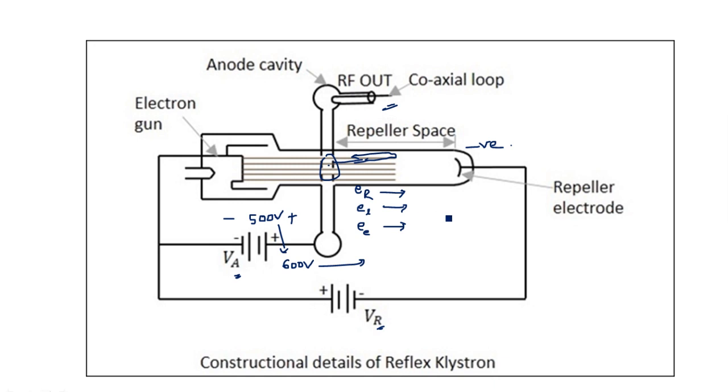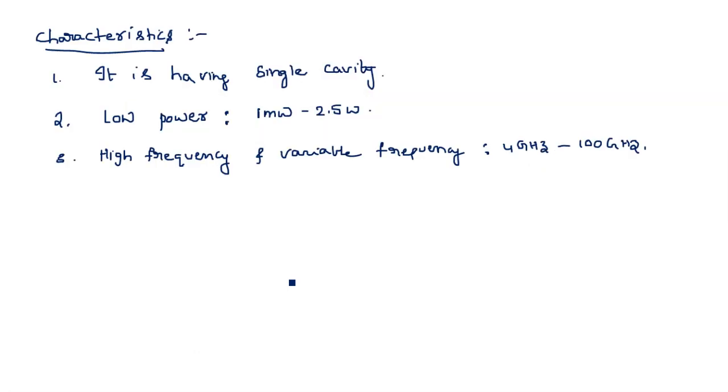Velocity is different means depth of penetration into the Doppler space is different. Again, if I change this voltage to some other value, definitely the depth of penetration varies, so that the voltage produced at the output is also varying. That means the velocity changes, so that the frequency of oscillation will also change. So in this way, we can say it is producing high frequency as well as variable frequency.